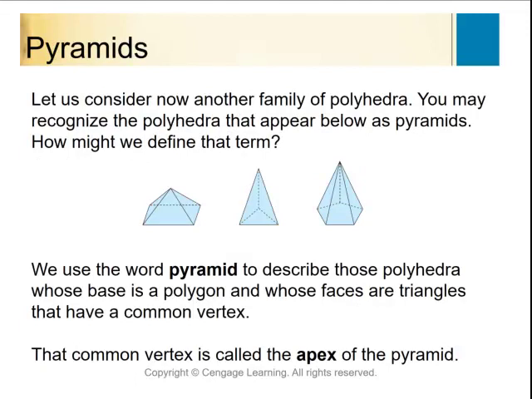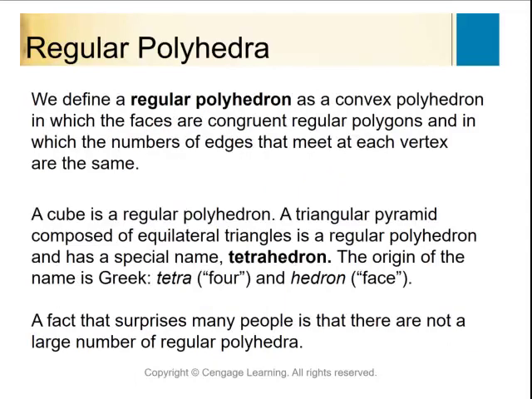These are pyramids. They don't have a top and a bottom base that are parallel. So we call these a pyramid because we have a base, and then the faces all meet up at a top point called an apex.